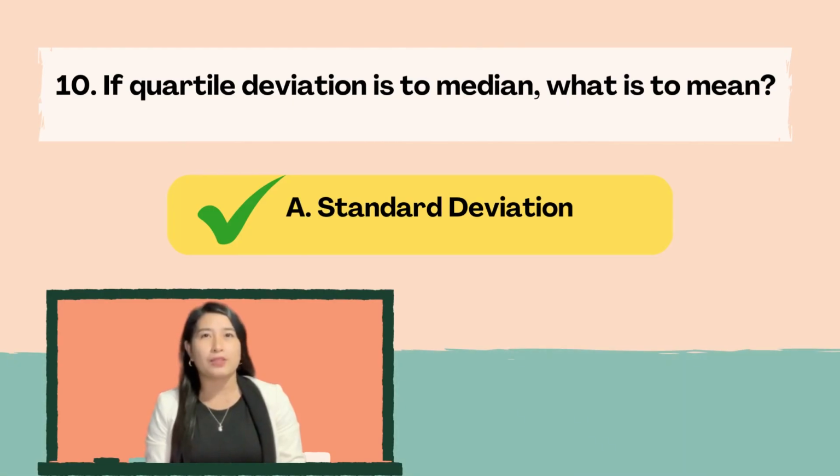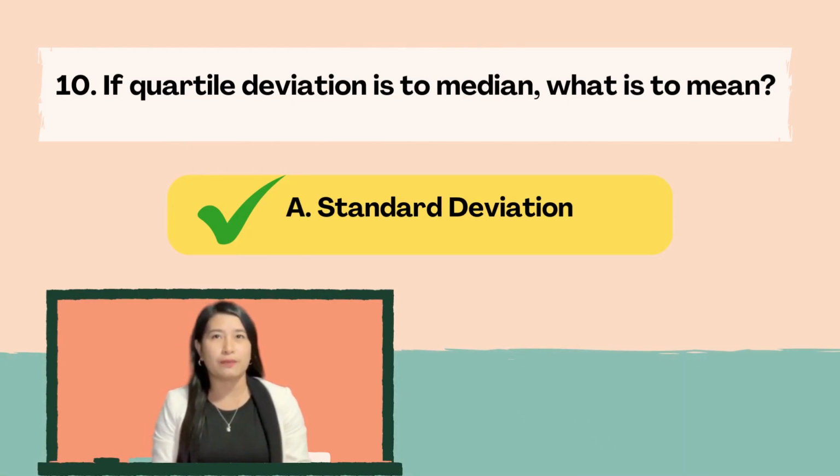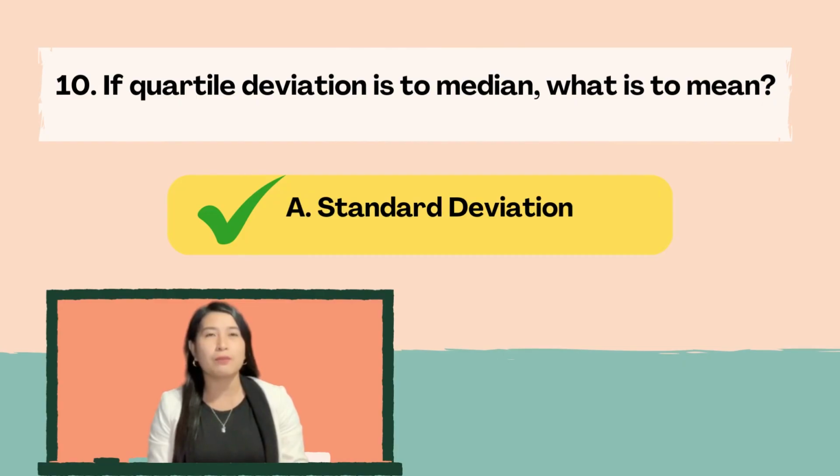The correct answer is A. Standard deviation. In statistics, we use different measures of variability depending on which measure of central tendency we are using. When we use the mean, or the average, we use standard deviation as the measure of spread. Standard deviation tells us how far the values are from the mean on average. Both mean and standard deviation are sensitive to every value in the distribution, including very high or very low scores. So the correct relationship is median to quartile deviation and mean to standard deviation.